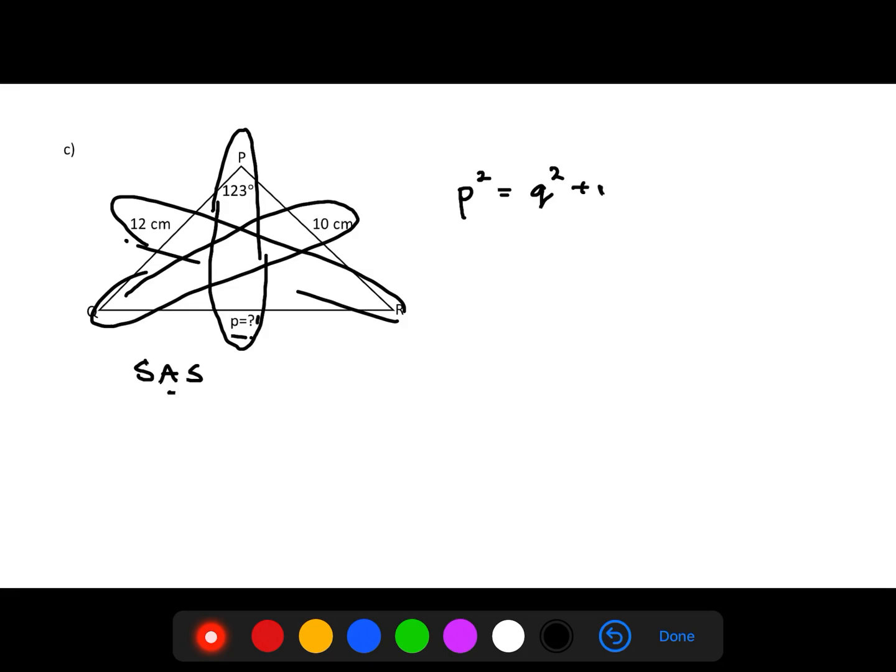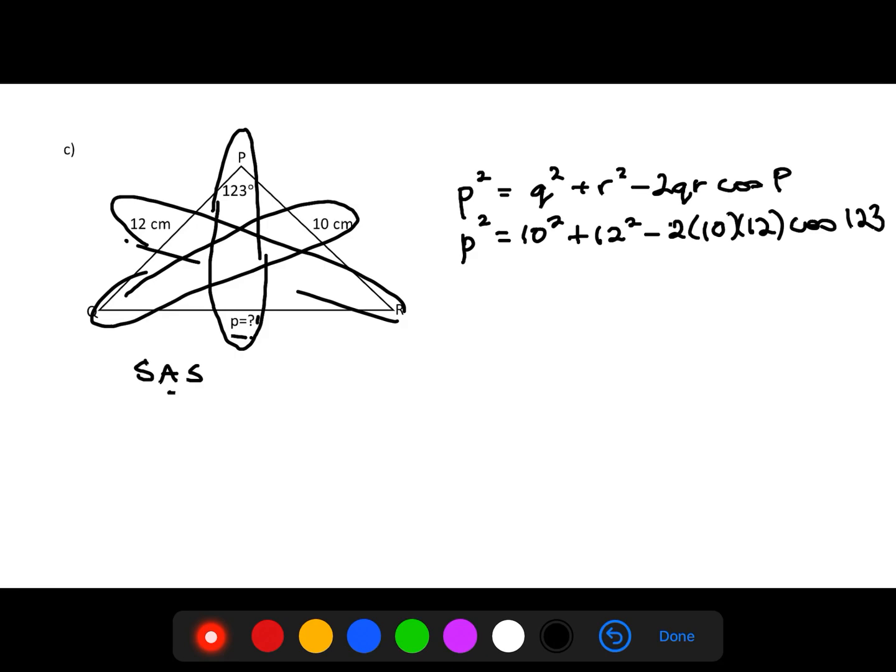So we're going to set this up. We need to solve for side P, which means we're going to have Q squared plus R squared minus 2QR times cos of angle P. Subbing in, we know that Q is 10, R is 12, and we're going to have 2 times 10 times 12 times cos of 123. And we can do this all in one step.